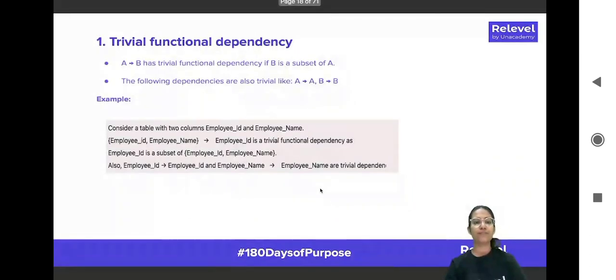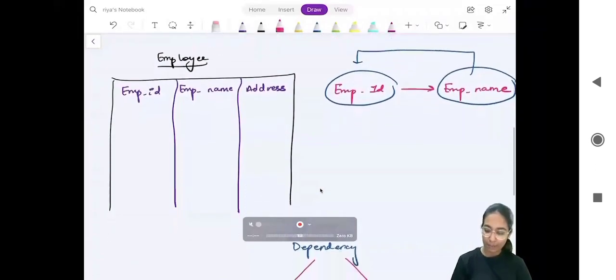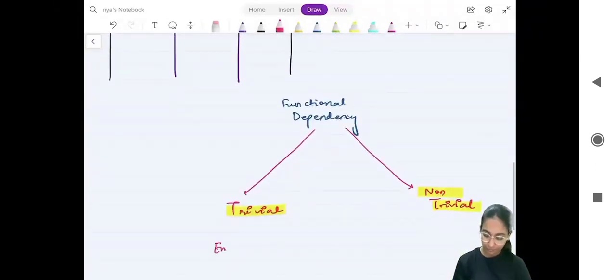Let's take a look. So when we talk about trivial dependency and we write A arrow B, B dependent on A, it means that it has a trivial functional dependency if B is a subset of A. Okay. For example, consider a table which has two columns, employee ID and employee name. The table is similar to what we already saw. Now, can I say that using employee ID and employee name, I can uniquely identify employee ID?